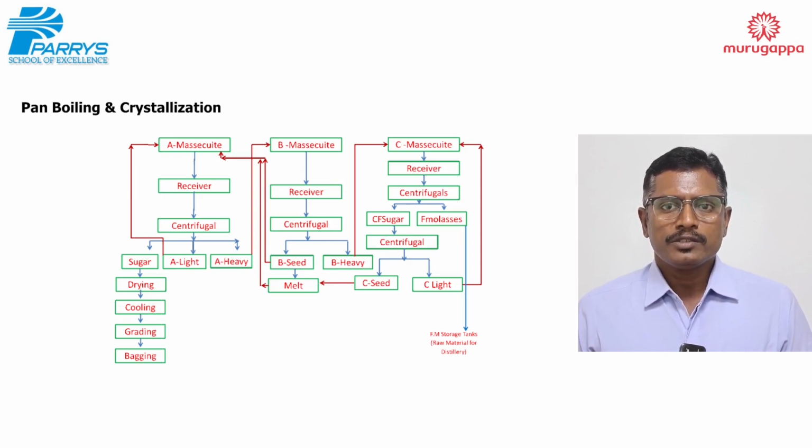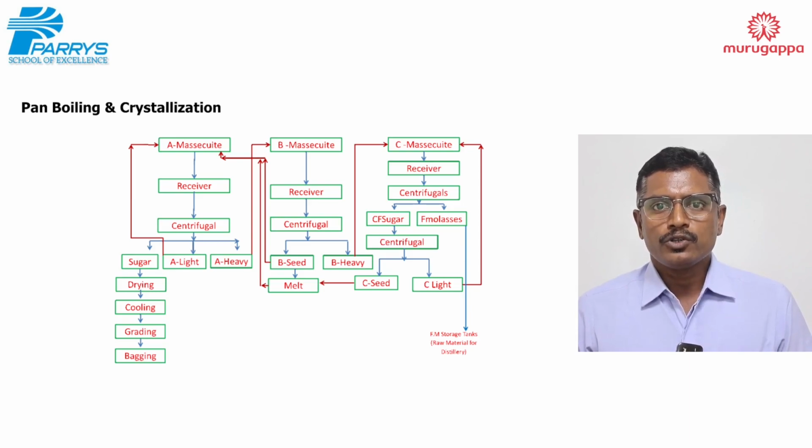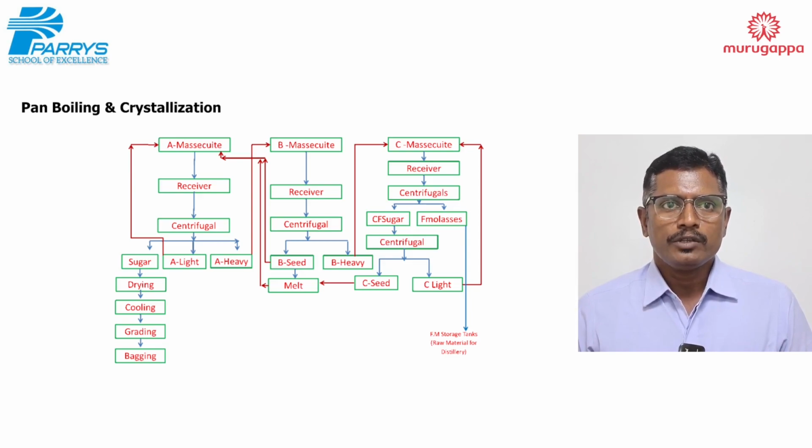This final molasses is sent to storage tanks, and from there it is sent to distilleries for ethanol and other alcohol preparations. The C sugar from centrifugal will be again sent for melting and reboiling with A massecuite.